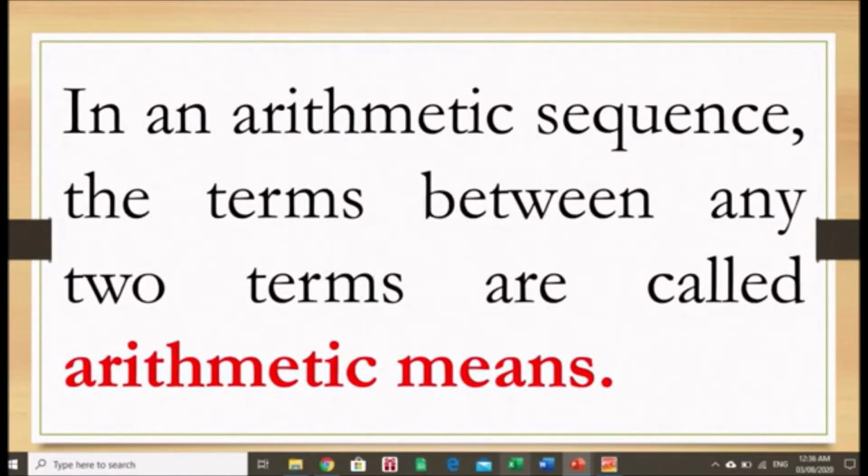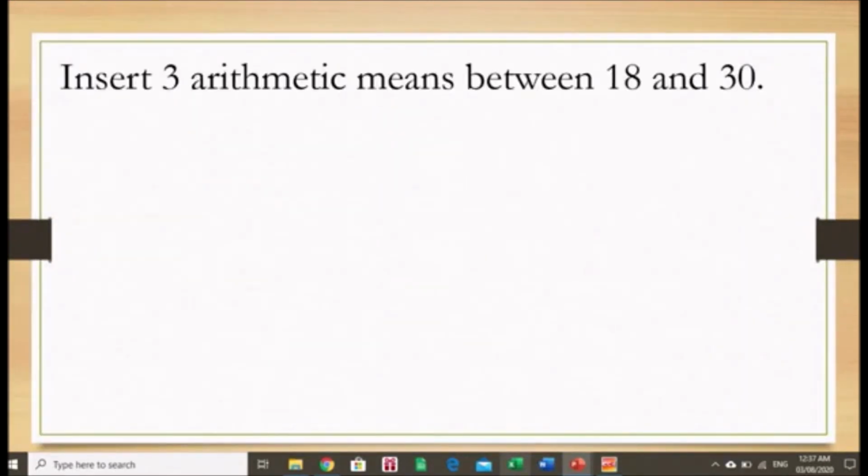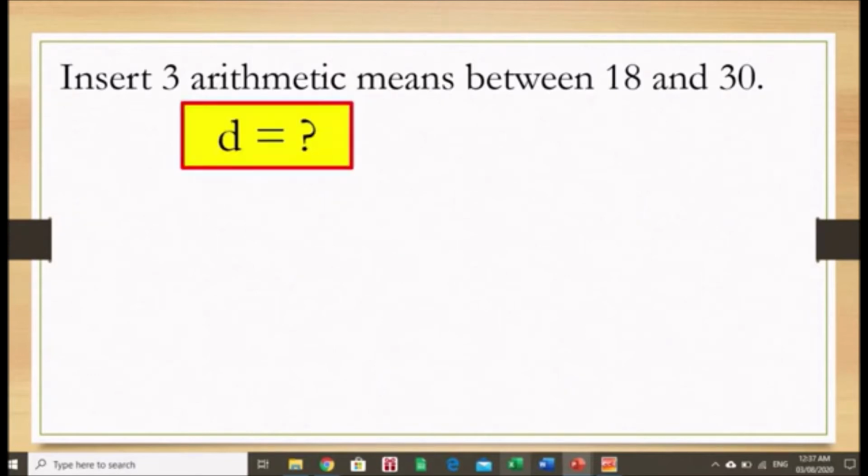So this is in continuation of our topic about arithmetic sequence. In an arithmetic sequence, the terms between any two terms are called arithmetic means. From the word itself, between. So these terms are in between two terms. Example: in an arithmetic sequence, insert three arithmetic means between 18 and 30.